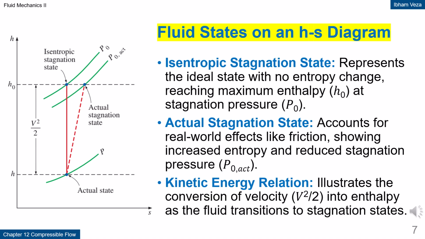Fluid states on an HS diagram. The HS diagram is used to visualize changes in fluid states. The isentropic stagnation state represents the ideal condition, with no entropy increase. In real conditions, friction causes stagnation pressure to drop and entropy to rise. Kinetic energy is converted into enthalpy when the fluid is brought to rest. This diagram is very helpful for understanding the difference between ideal and real processes.